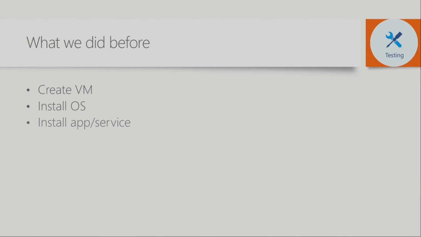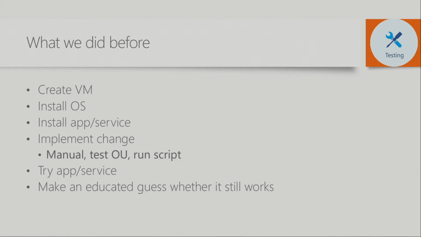But what we used to do before the CI pipeline, from a testing perspective, you would figure out what change you wanted to make. You'd create a VM, you install the OS, you install an app or service, you implement the change. And that can be done with PowerShell, or it could be done manually. Typically, it's done manually when you're doing tests. And then you try the app out, see, based on your knowledge, what it's going to do and make sure that it's what you expect it to do. And then you push a button and move on from there.